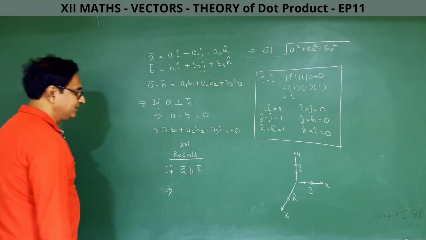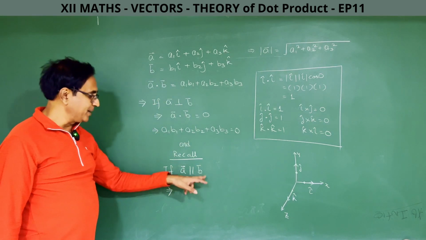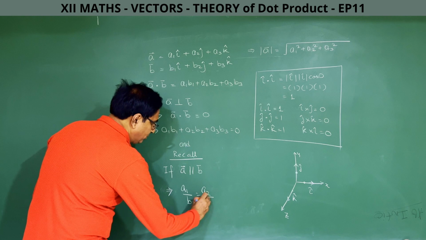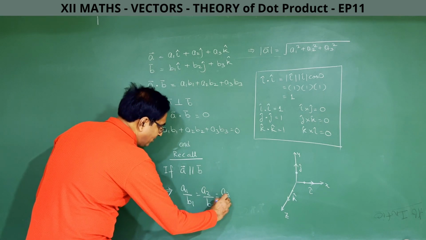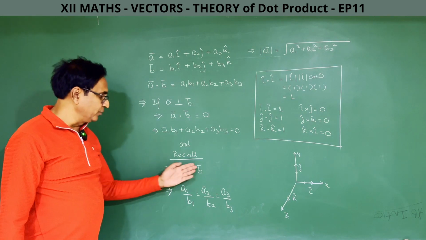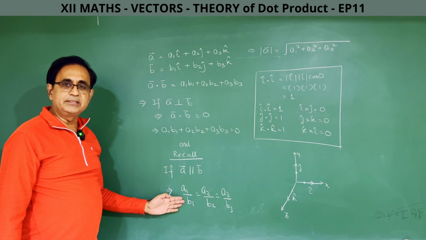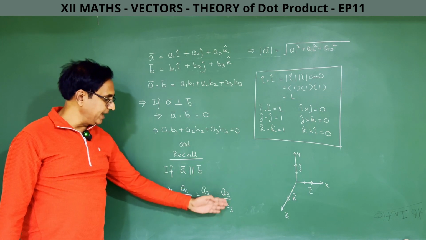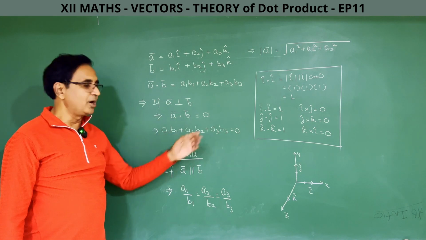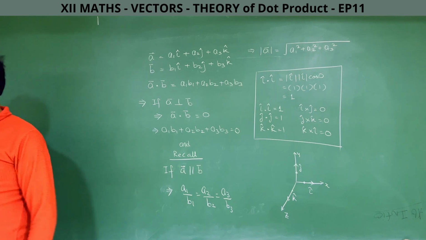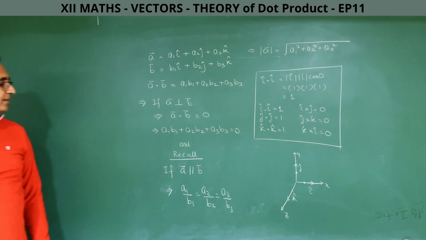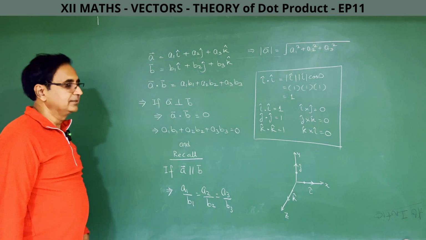Does anybody remember? This was done in the first class. If A is parallel to B, it implies A1 upon B1 is equal to A2 upon B2 is equal to A3 upon B3. So look at the contrast. You have two formulas. If two vectors are parallel, coefficients of i's, j's and k's are proportional, and if two vectors are at right angles, the sum of the product of the coefficients of i's, j's and k's is 0. So that finishes the dot product.